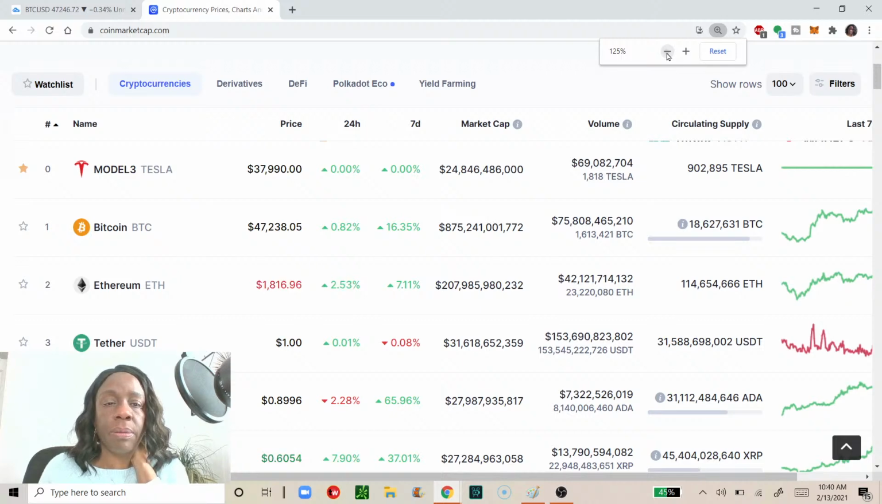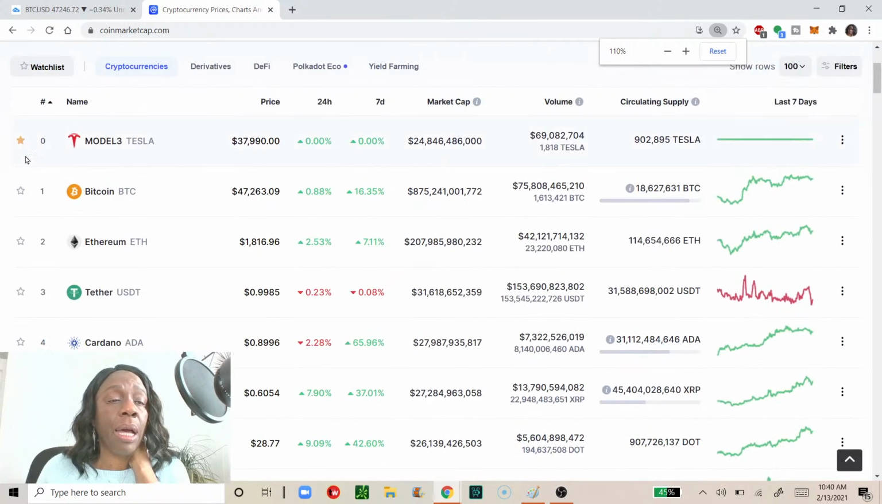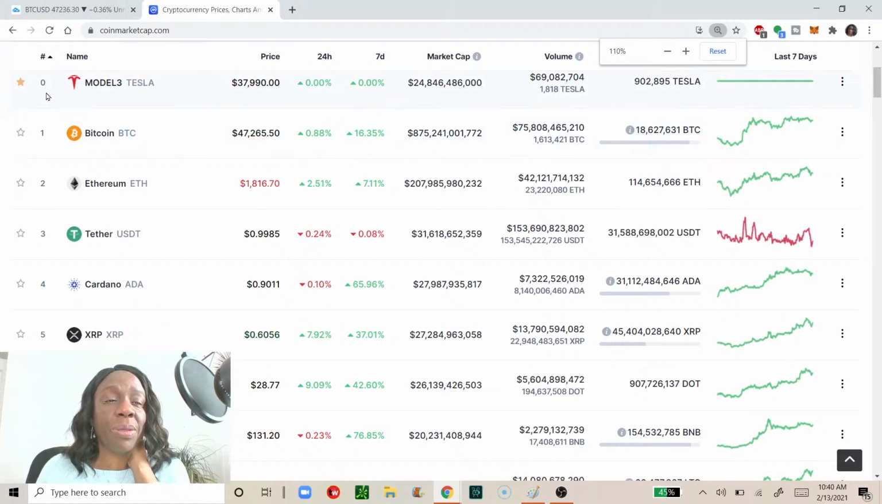There it is. So on CoinMarketCap, guys, if you haven't been using CoinMarketCap, now is the time to start, because it's a reliable source to go to know what is ranking. I don't know what this is doing here. Model 3 Tesla, but it says 0. But you can see Bitcoin is always going to rank number 1 on CoinMarketCap. There it is. And you have all those other coins. Ethereum is always going to be number 2.